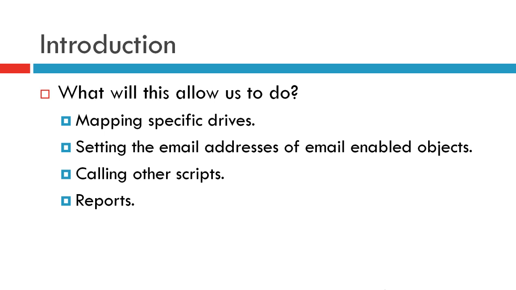So basically, we're going to be looking at some advanced VBScripting that's going to allow our up-and-coming hosting provider to automatically set an account number for each user, group, and contact that exists inside any organizational unit. This account number will then later be used to assist in several key areas. Essentially, we're going to be able to map specific drives. We're going to be able to set the email addresses of any email-enabled object. We're going to call other scripts and also do some reporting.